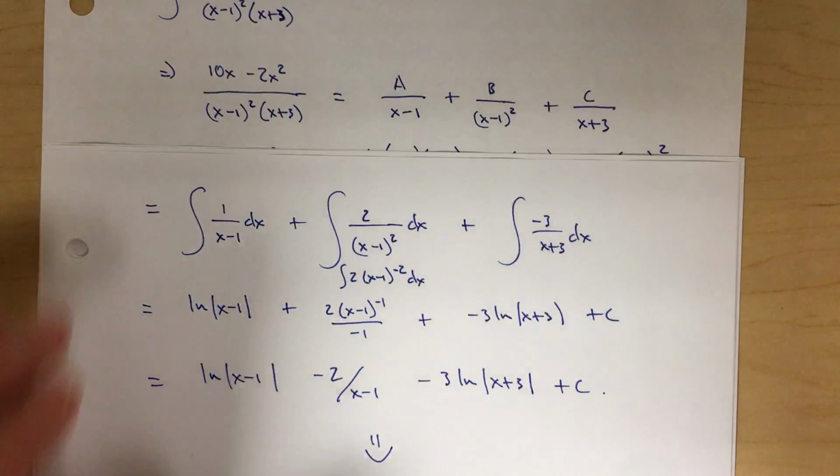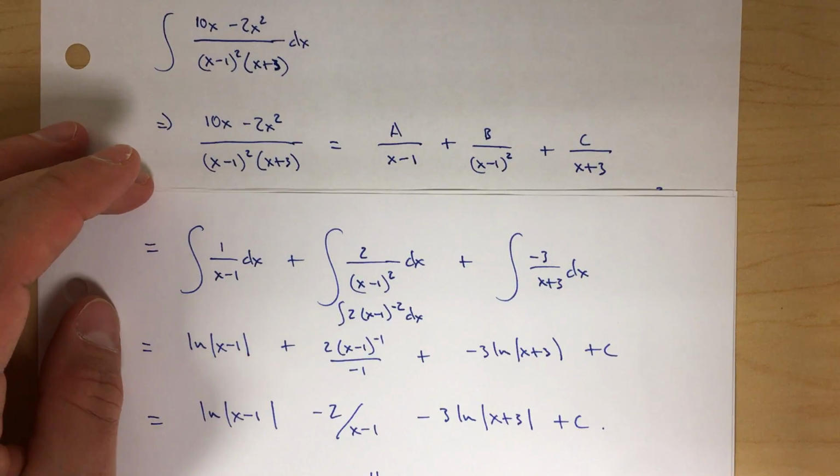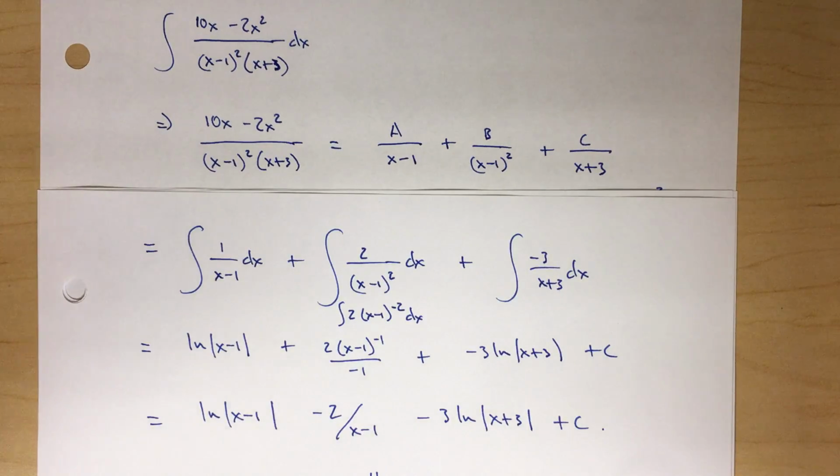So again, the whole goal is to write it into simpler things so that we can antidifferentiate it.